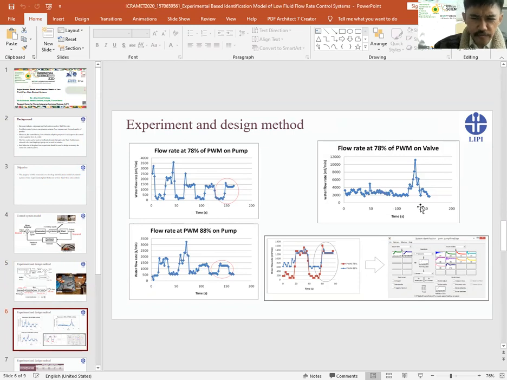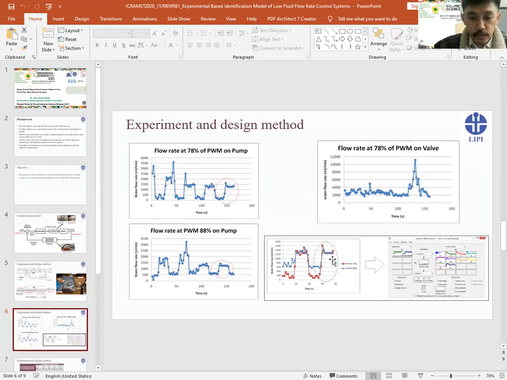By contrast, for the valve, the data is not good. Here, there is no pattern. So we decide to use the pump data because it has better ability to control the flow rate. With the step response data here, we can track the data.